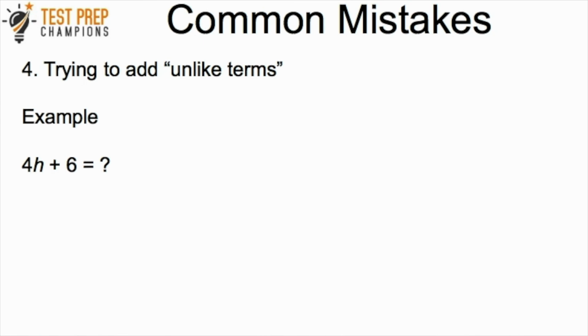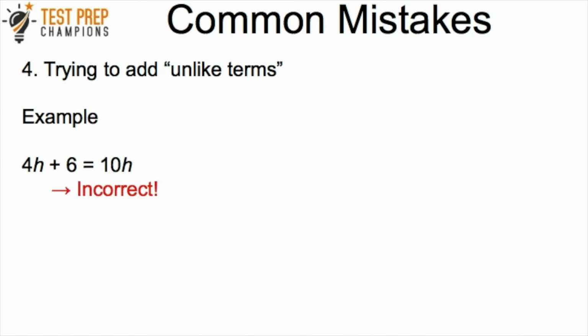So another very common mistake would be trying to add unlike terms. So I want you to think, if I gave you an example like this, 4h plus 6, what would be the answer here? Well, this is really a trick question because you can't add 4h and 6.